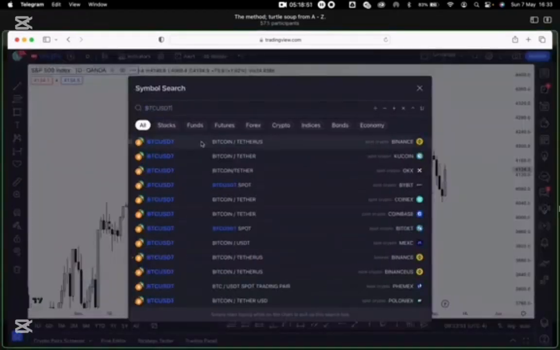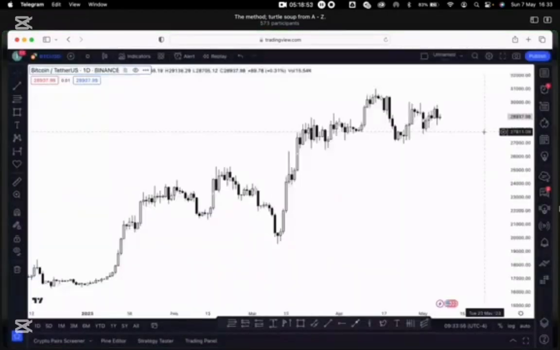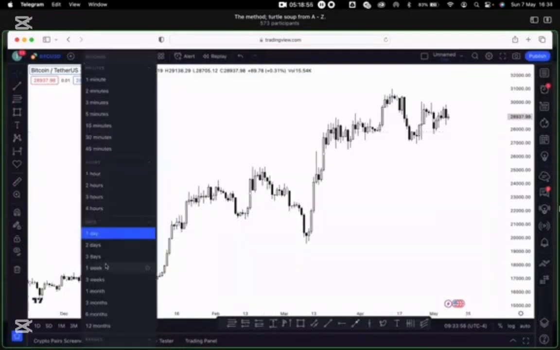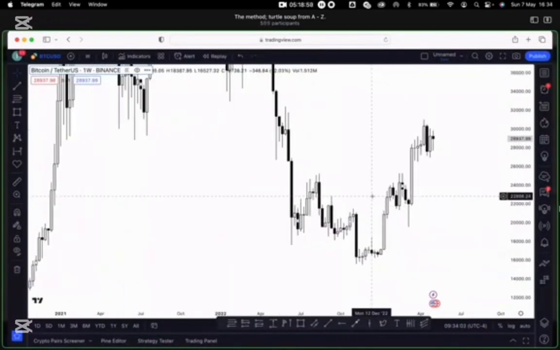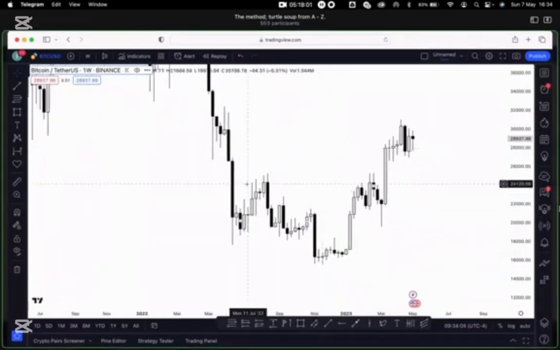Final example, Bitcoin. Now, this will be a range example and a summary of turtle soup setups. So what's happening here? What do you see?